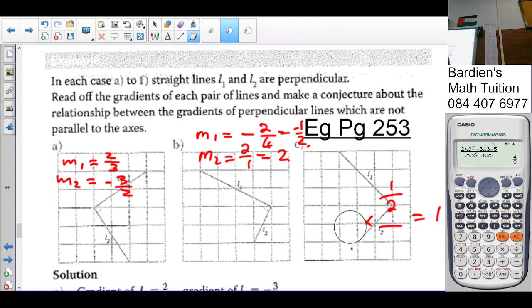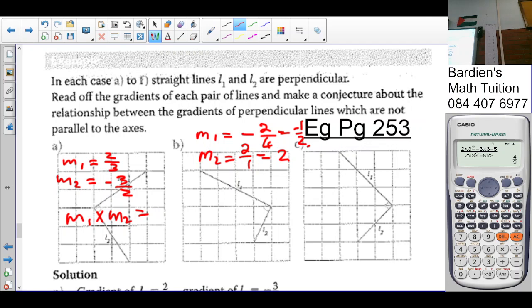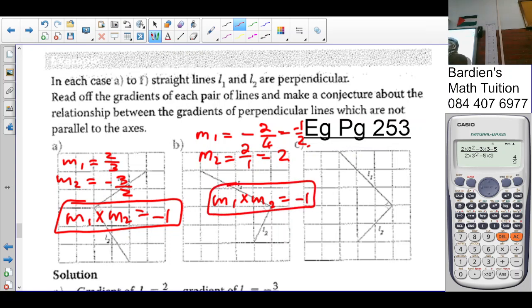But what you notice here, if you multiply these two numbers, gradient 1 times gradient 2, what do you get? So it's 2 over 3 multiplied by negative 3 over 2. What do you get as an answer? Negative 1. Did you see that? Let's look here, gradient 1 times gradient 2 is equal to negative half times 2, which is negative 1. Can you see that, people?